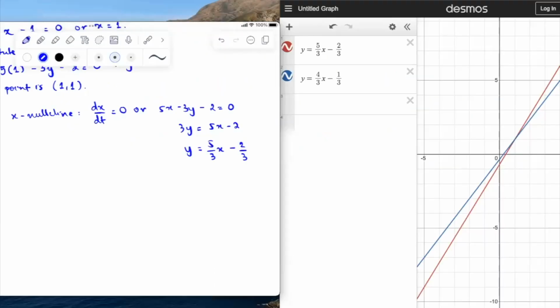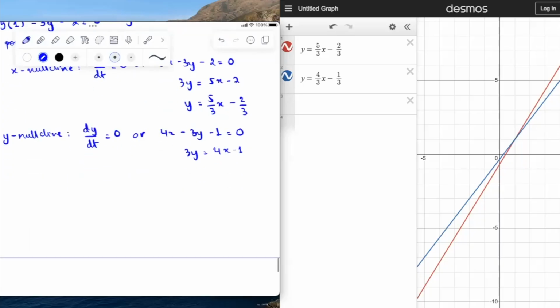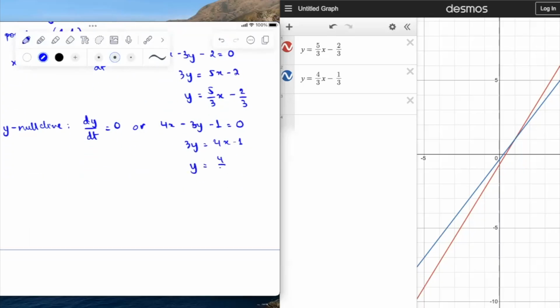So eventually I'm going to need this graph. So that's the x nullcline. The y nullcline is dy/dt equal to 0, or 4x minus 3y minus 1 equal to 0, or 3y equal to 4x minus 1. And therefore y is equal to 4/3 x minus 1/3.